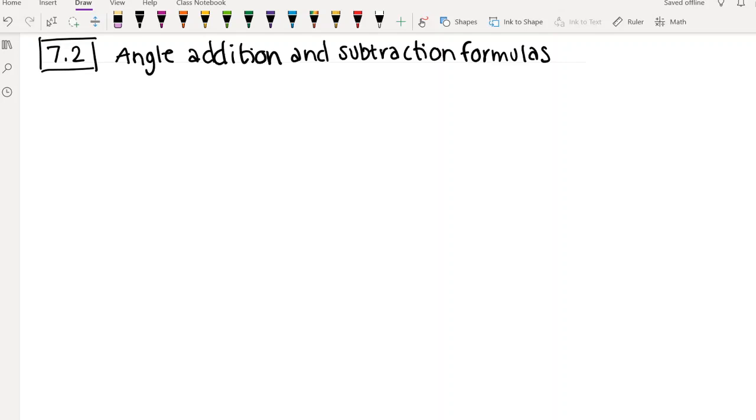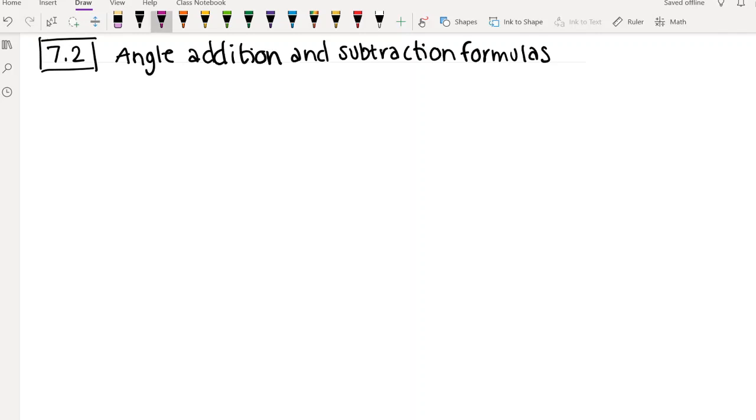Hi everyone. In today's video, we're going to be learning a few new formulas that will allow us to evaluate sine and cosine of two angles added together or two angles being subtracted. I want to show you the type of situation where you might want to use an angle addition or subtraction formula.